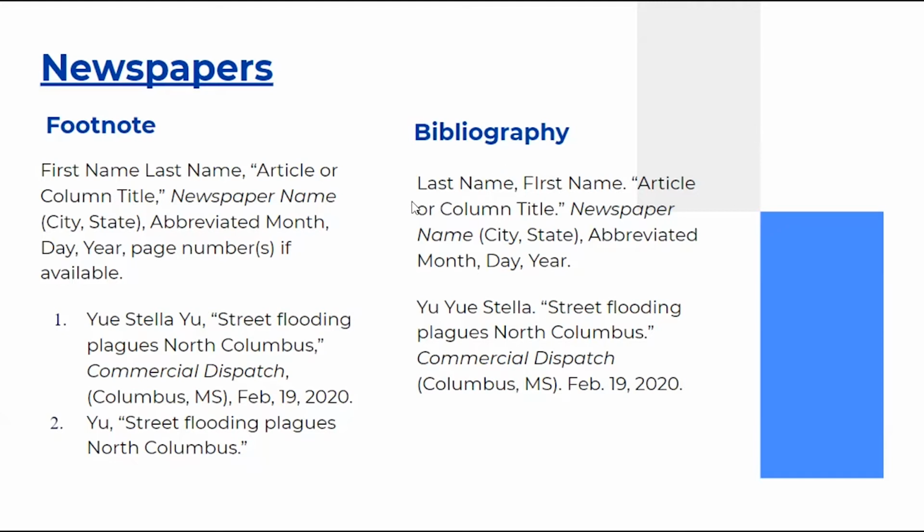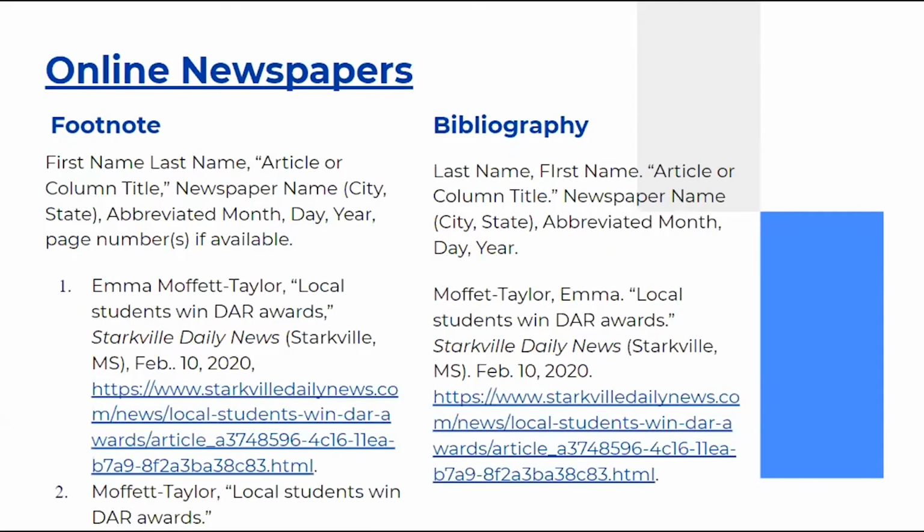The bibliography, again, we have this inverted last name, comma, first name. The article title or column title will be in quotations with a period. The newspaper name will be in italics with the city and state, and then you'll include the abbreviated month, day, year. Online newspapers, just like the difference between print articles and online articles, are very, very similar to print newspapers. The only real difference is that you'll be including the link after the date. Same with the bibliography.